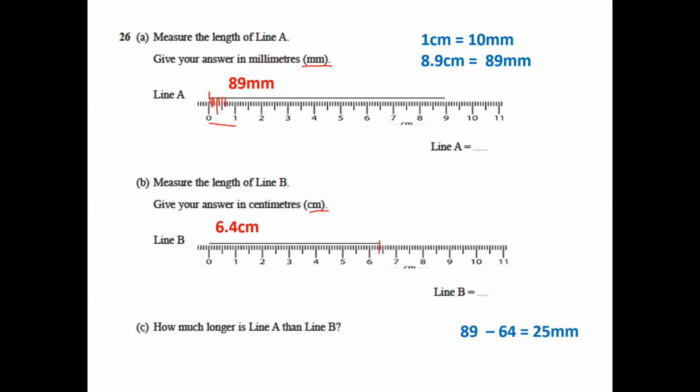So if you write 25 millimeters, the answer is correct, or else you can present the answer in centimeters as well, because the question doesn't tell you exactly what unit of measurement you have to use. So you can present the answer in millimeters or in centimeters. If you write 2.5 centimeters, that is also correct.